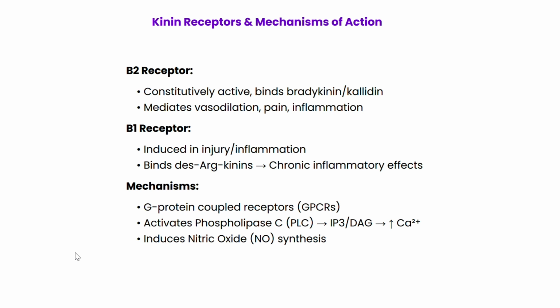Kinins work through two types of receptors, B2 and B1. The B2 receptor is always present and mediates the acute effects of bradykinin, such as vasodilation and pain. B1 receptors, on the other hand, are upregulated during inflammation and respond to modified kinins. Both receptors are G protein coupled receptors, which trigger intracellular pathways that release calcium and nitric oxide to mediate their effects.